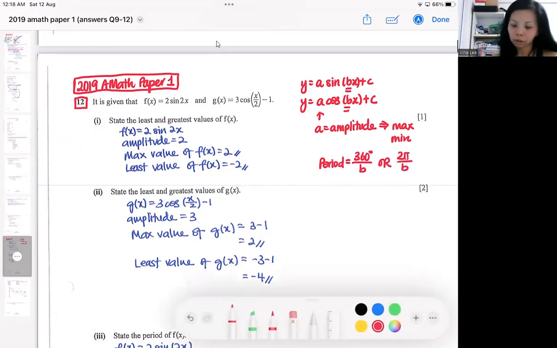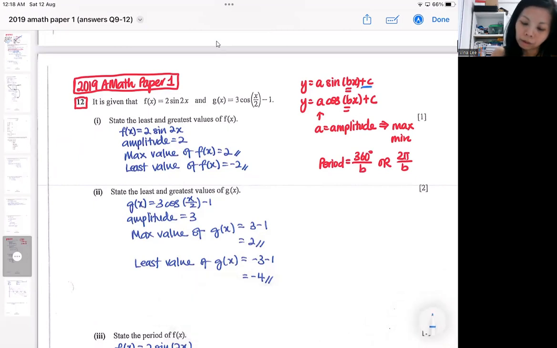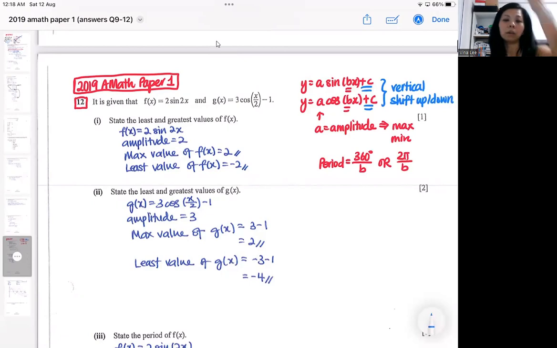So then the last one will be the shifting. The value of C represents the vertical shift. It can be a vertical shift up or down, depending on the value of C. So if you have a negative value, that means you are shifting down. Okay, so this is a quick recap on this.